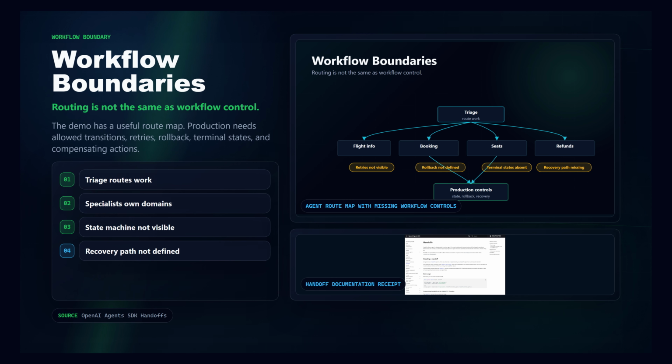The demo has a real route map. Triage can send work to the right specialist. Specialist agents have domain prompts. Some flows chain lookup, decision, handoff, and action. The delayed connection example is the strongest pattern because it shows an agent recognizing a travel problem, finding alternatives, and moving the task toward rebooking. The enterprise gap is that routing is not the same as a workflow boundary. The research did not find a durable state machine for allowed transitions, retries, rollback, terminal states, or compensating actions.